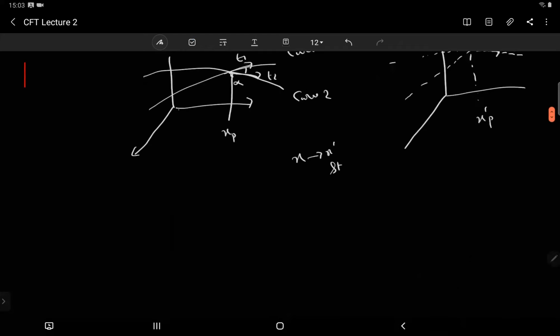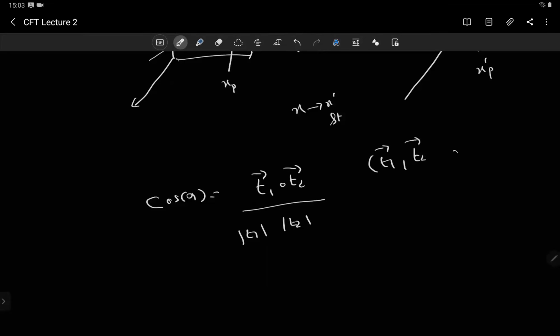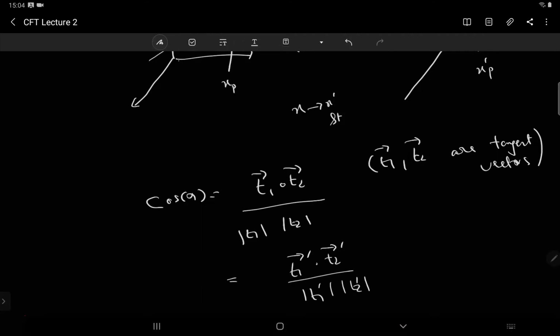So we can parameterize the angle as follows: cos of alpha is t1 dot t2 over mod t1 times mod t2. T1, t2 are the tangent vectors. Okay. So this angle should be the same, which means that t1 dot t2 over mod t1 times mod t2 should be the same as t1 prime dot t2 prime over mod t1 prime times mod t2 prime. This is the condition we demand.